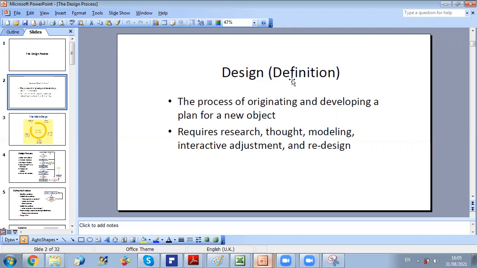You should think a lot before you start because this stage will help you a lot in gaining time after. In addition, we should do iterative adjustments. As we said, it's an iterative process because we might not reach the desired solution from the first trial. So we should always adjust, and sometimes we should redesign. We should sometimes start from zero.